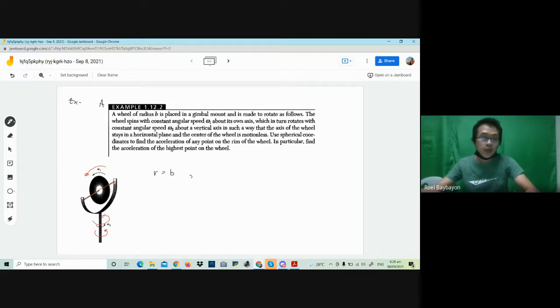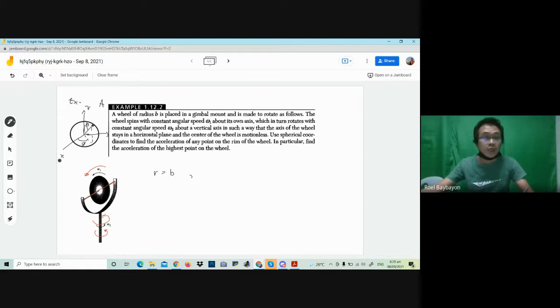Take note, in spherical coordinates, theta is measured from the z-axis. If this is your r, for example, then this is your theta, and your phi is measured from the positive x-axis.